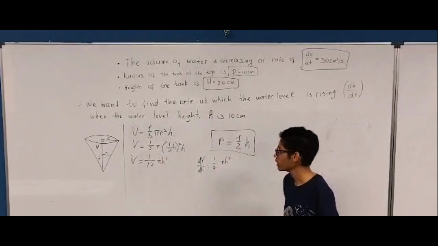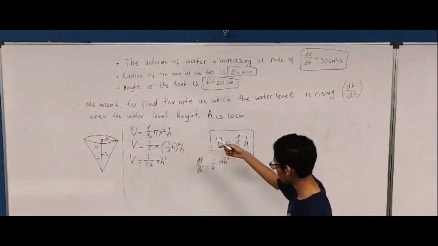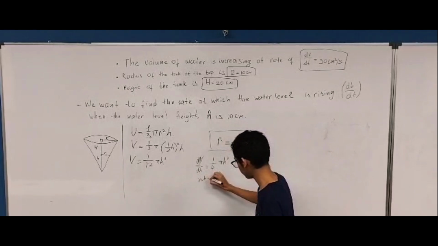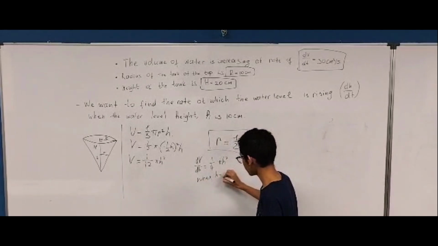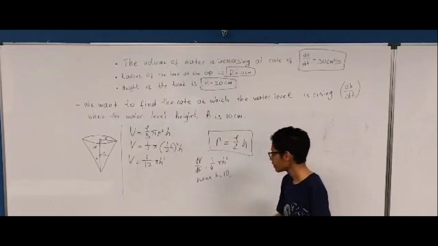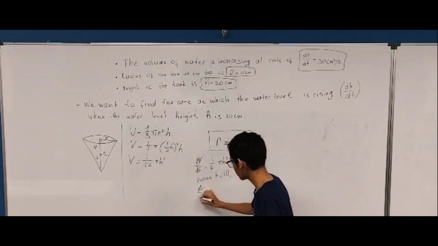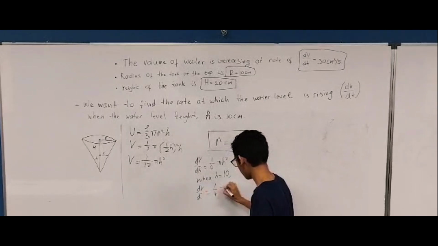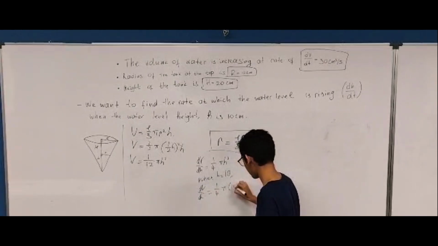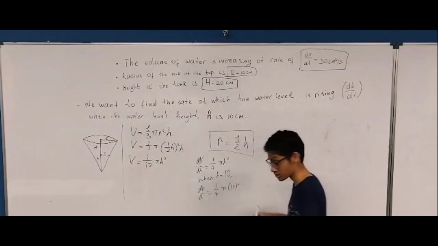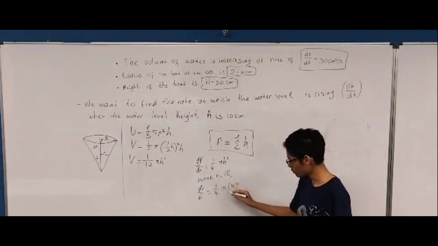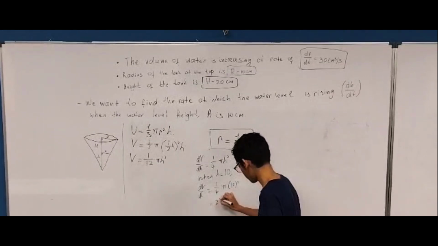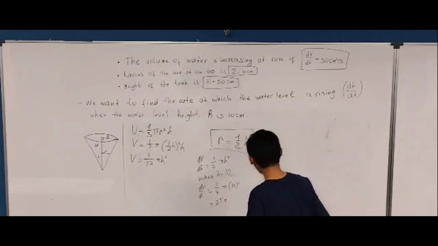And now you want to find it when the height is 10 centimeters. So when height is equal to 10, dV over dh is equal to 1 over 4 pi 10 squared. And 10 squared is just 100. So 100 over 4 you get 25. So dV over dh is equal to 25 pi.